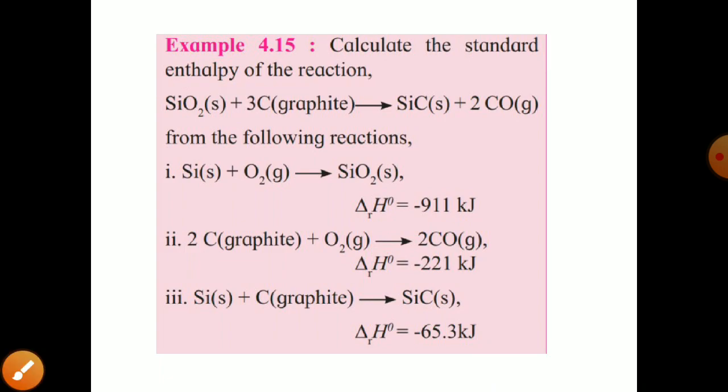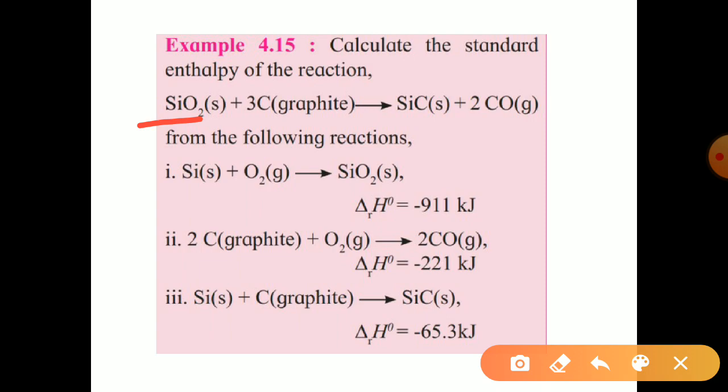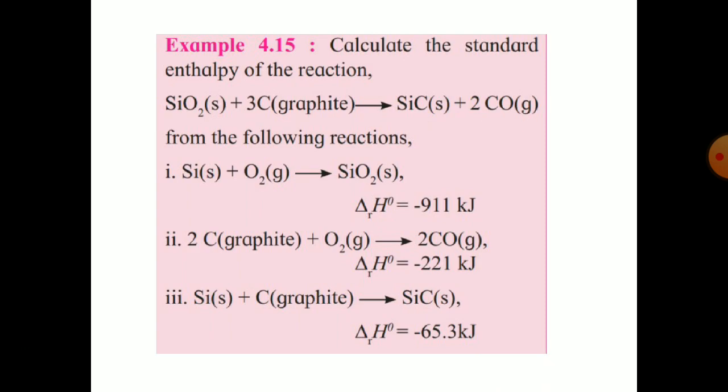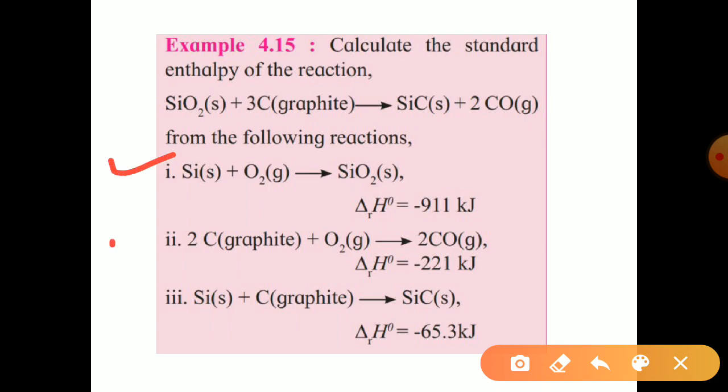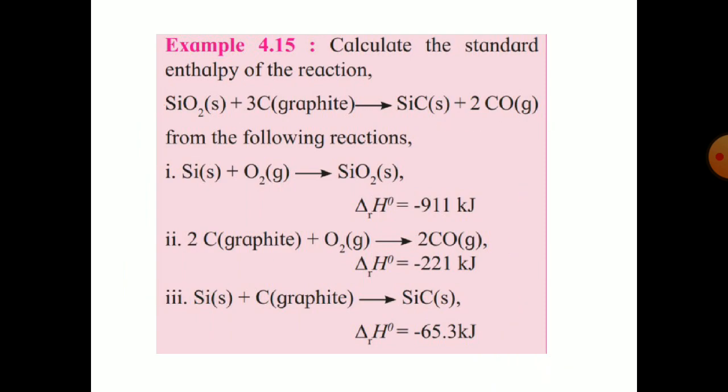The reaction given is SiO2, silica, reacts with 3 moles of graphite to give SiC, silicon carbide, and 2CO, carbon monoxide in the gaseous state. From the following reactions, the steps of this overall reaction are given. So we need to determine the enthalpy of this reaction from these steps.